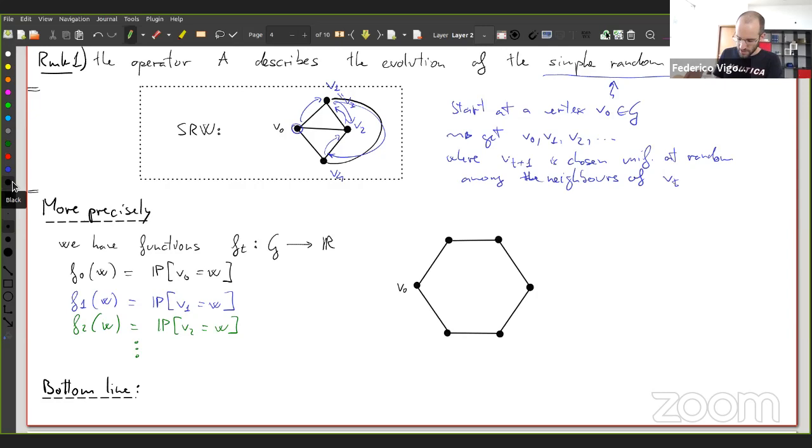So let us start writing it up on this graph. f0 will give probability 1 to the initial vertex, and probability 0 everywhere else.